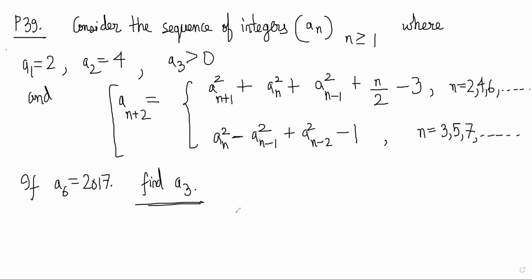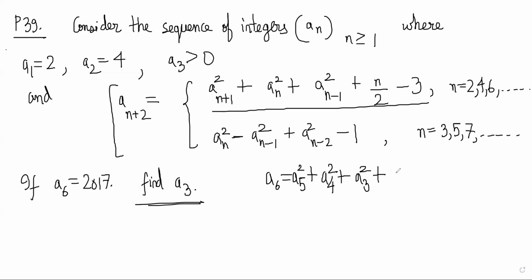So we can first substitute a6 is equal to a5 square plus a4 square plus a3 square plus 2 minus 3, putting n is equal to 4 and applying this, right? So you're getting then a6 is a5 square plus a4 square plus a3 square minus 1.